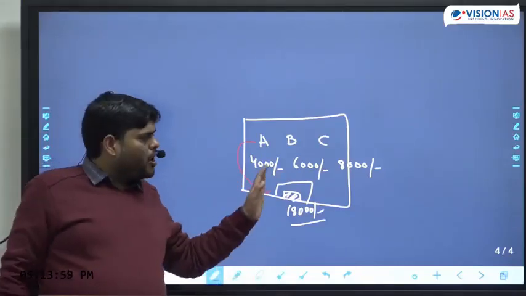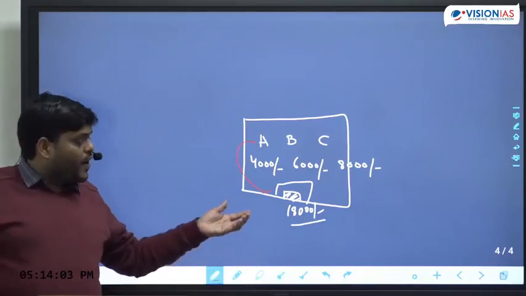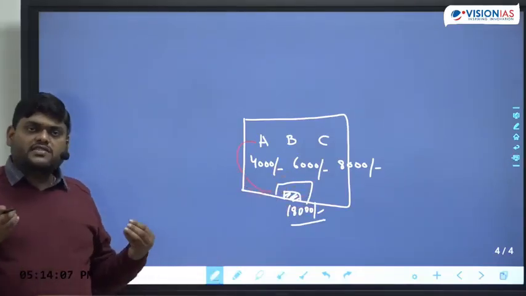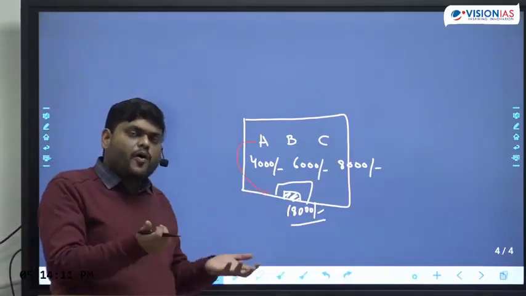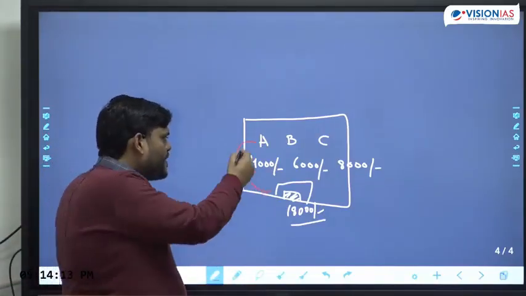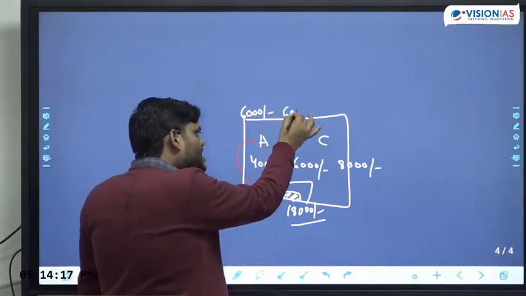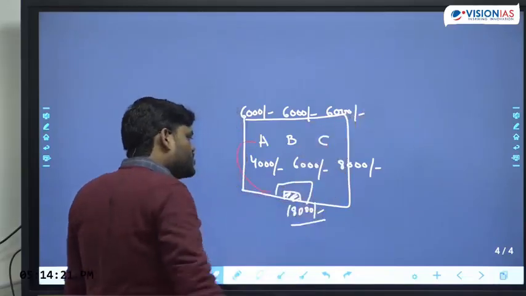Since you all belong to the same family, why not do one thing? Why not distribute the whole money equally, since everybody belongs to the same family? There is no problem there. So what happened? Everybody got 6,000 rupees. A got 6,000, B got 6,000, and C also got 6,000 rupees.